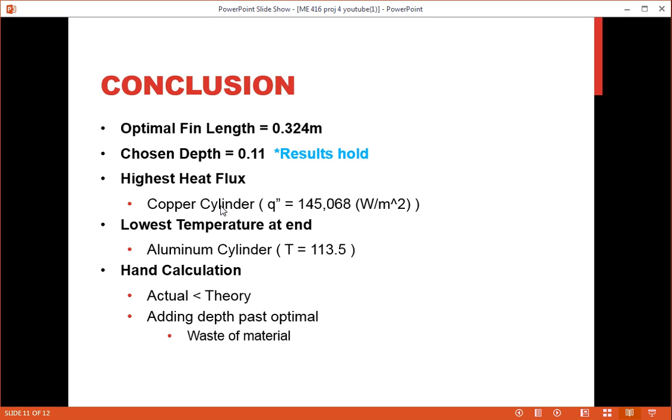Basically, our hand calculation showed us that once you reach that optimal length, adding any more depth to it will just be a waste of material.